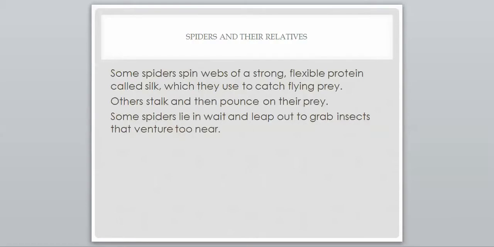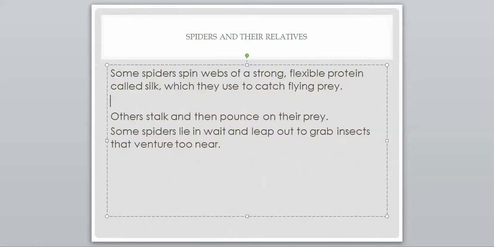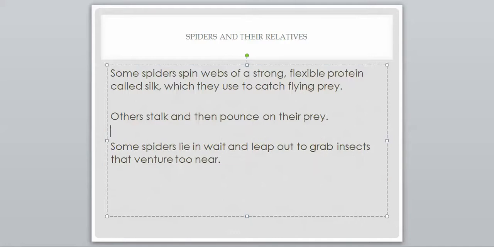And some spiders will spin webs out of a strong, flexible protein called silk, which they can use to catch flying prey. So we've all seen a spider web. Spider webs are made out of silk. And there's some others that will simply stalk and then pounce on their prey. So they just live freely and go out and catch. And there's other spiders that will lie in wait, so they lay still, and they leap out to grab insects that venture too near. So that's 3 separate ways that spiders can feed. So 3 different unique ways found within this group of spiders.